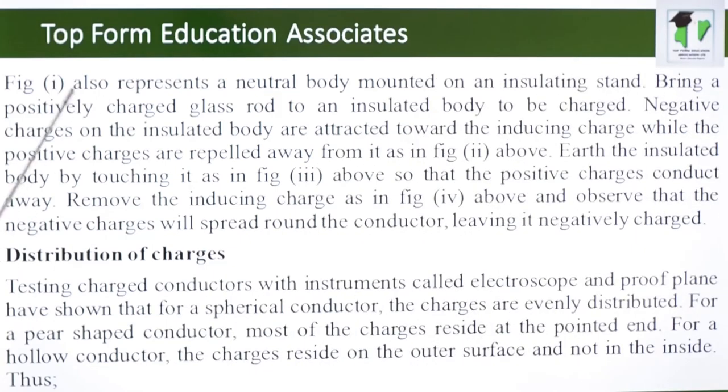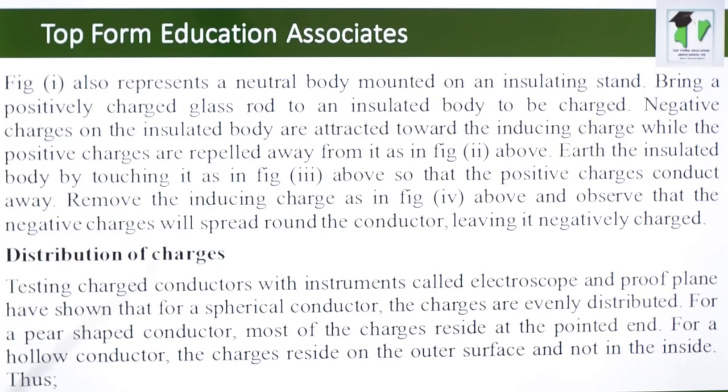So we now want to look at the note. Fig. I also represents a neutral body mounted on an insulating stand. Bring a positively charged glass rod to the insulated body to be charged. I have explained it. Negative charges on the insulated body are attracted towards the inducing charge, while the positive charges are repelled away from it, as in Fig. II above. Earth the insulated body by touching it, as in Fig. II above, so that the positive charges conduct away. Now remove the inducing charge, as in Fig. IV above, and observe that the negative charges will spread around the conductor, leaving it negatively charged.